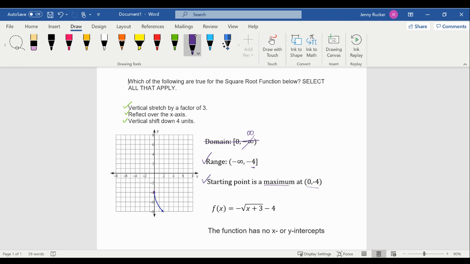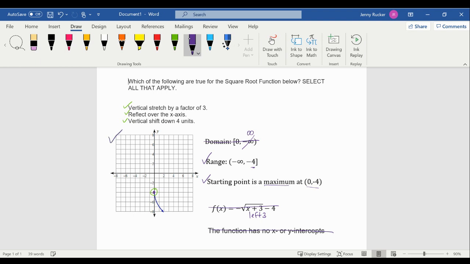Let's see, this equation has a reflection over the x-axis, but this has a horizontal shift left 3, and our transformations did not contain left 3, so this is not a good selection. The function has no x or y intercepts. Our starting point is a y-intercept, so this is not a good selection.